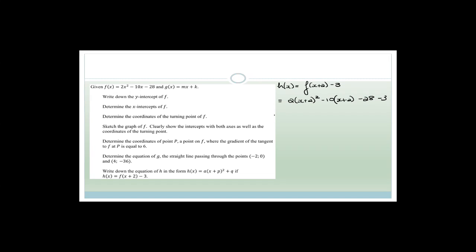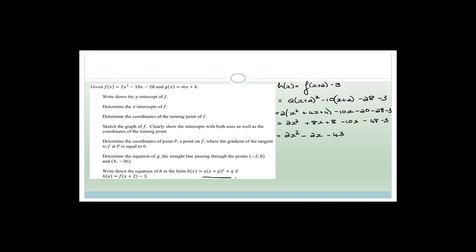So let's now multiply this out. It becomes 2x squared plus 4x plus 4, minus 10x minus 20, minus 28 minus 3, which becomes 2x squared plus 8x plus 8 minus 10x minus 48 minus 3. Which then becomes 2x squared, plus 8x minus 10x is minus 2x, plus 8 minus 48 is minus 40, minus 3 is minus 43. Okay, now we've got that.